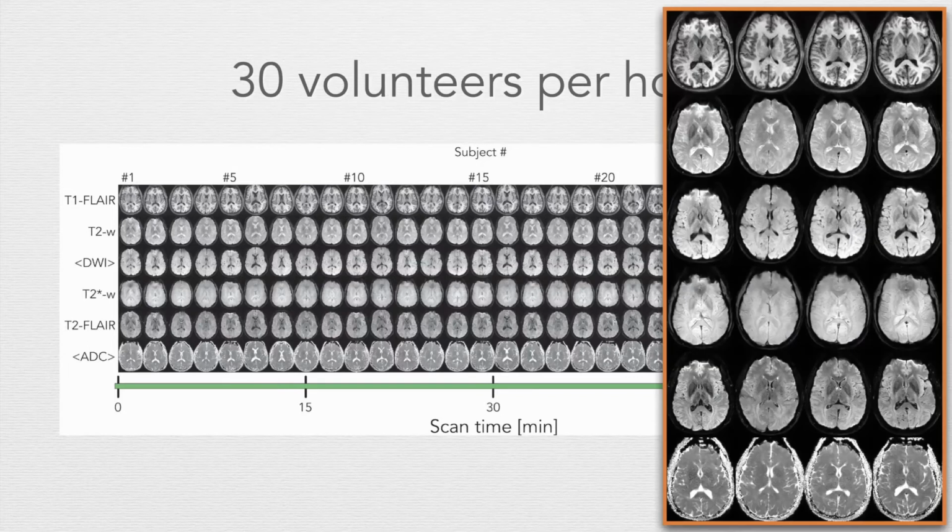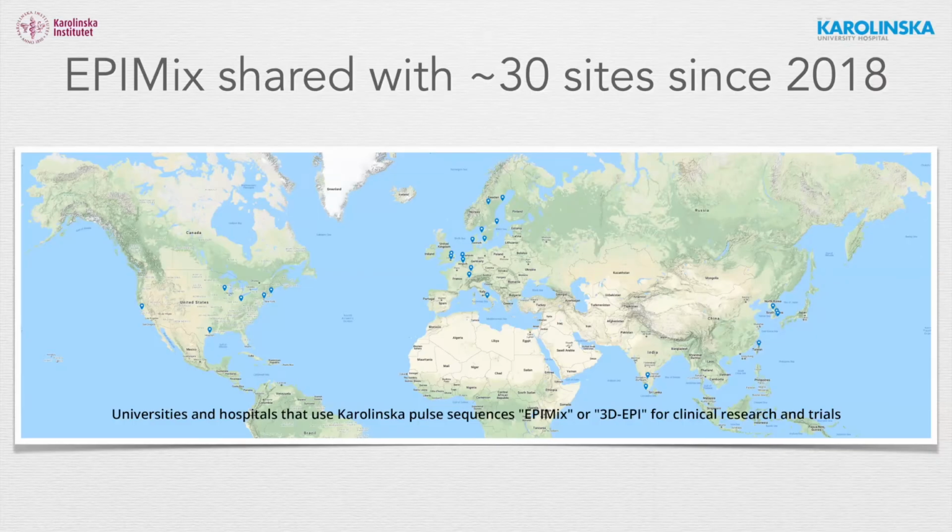And here you can see just 4 of these 30 volunteers, in a bigger size. Also, we have shared EPIMix since 2018, and we have about 30 sites using it right now. It's a mix between hospitals and universities, but mostly hospitals are using it for now.